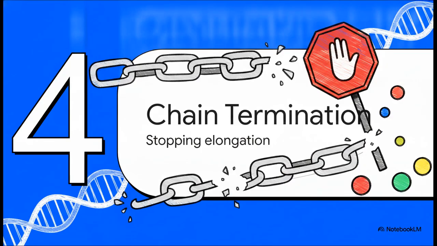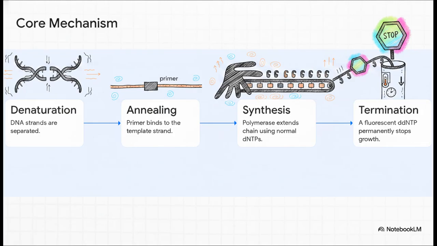Let's dive right into Section 4, elongation and chain termination. We're going to see how this builds a chain reaction that intentionally stops itself. Okay, so here's how the core mechanism of our factory actually runs. We put our tube into a machine that cycles through different temperatures. First, denaturation.